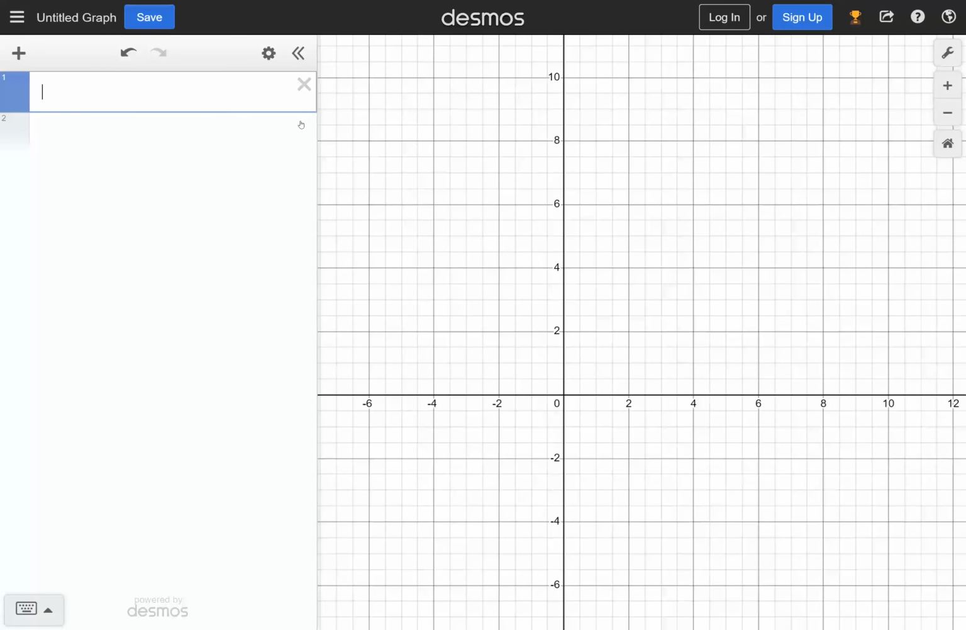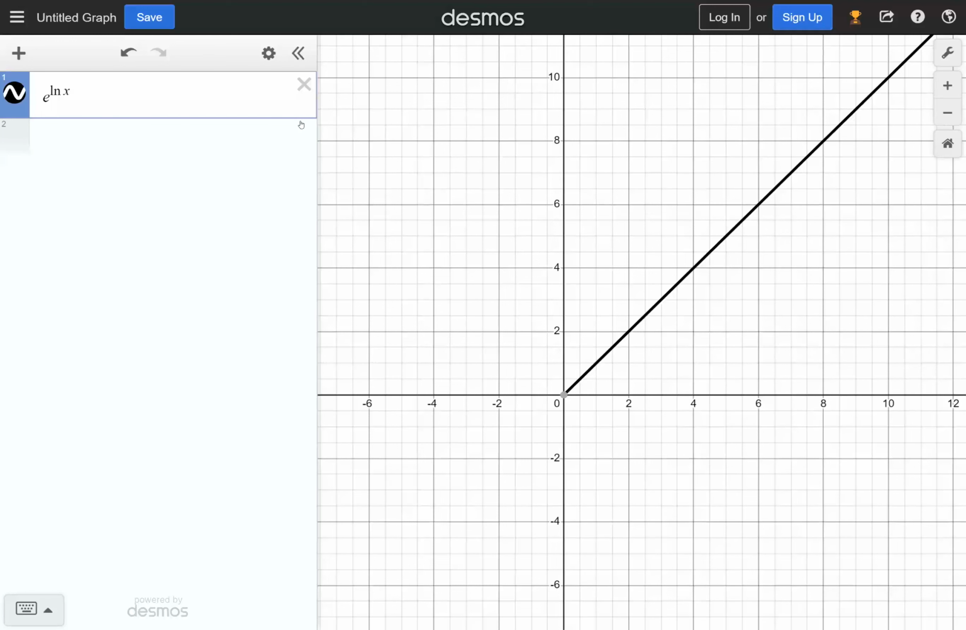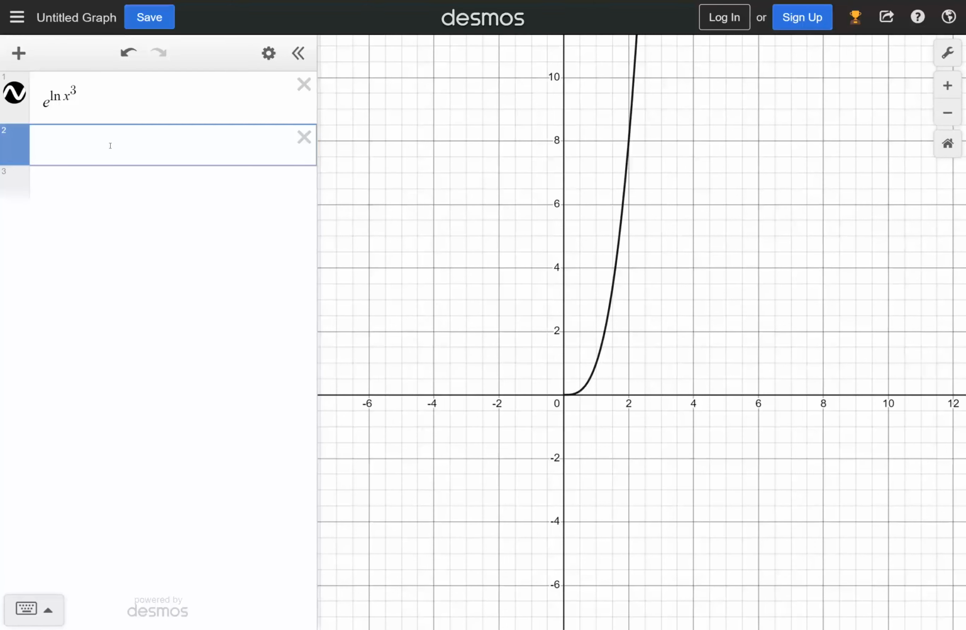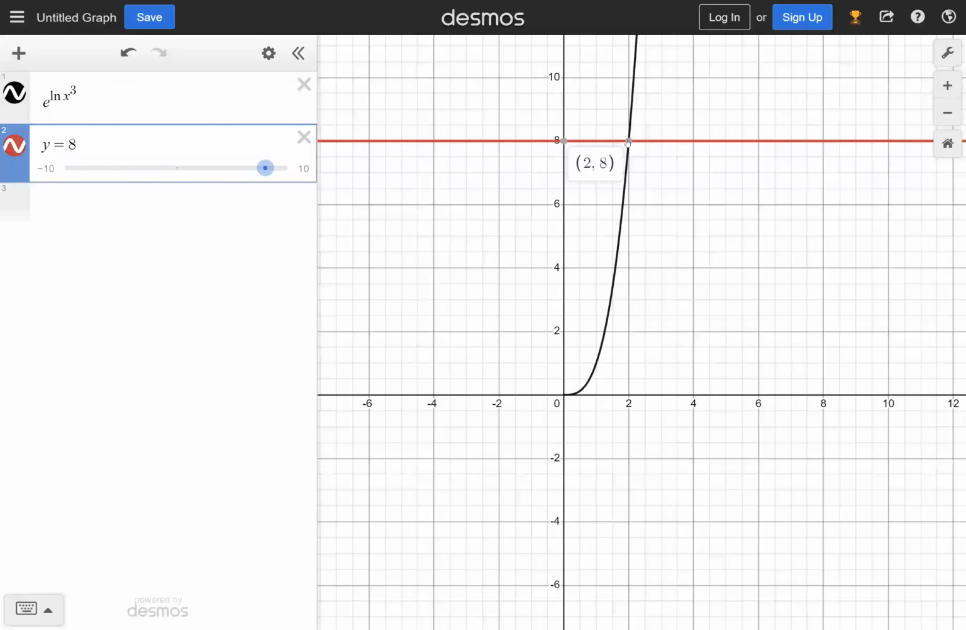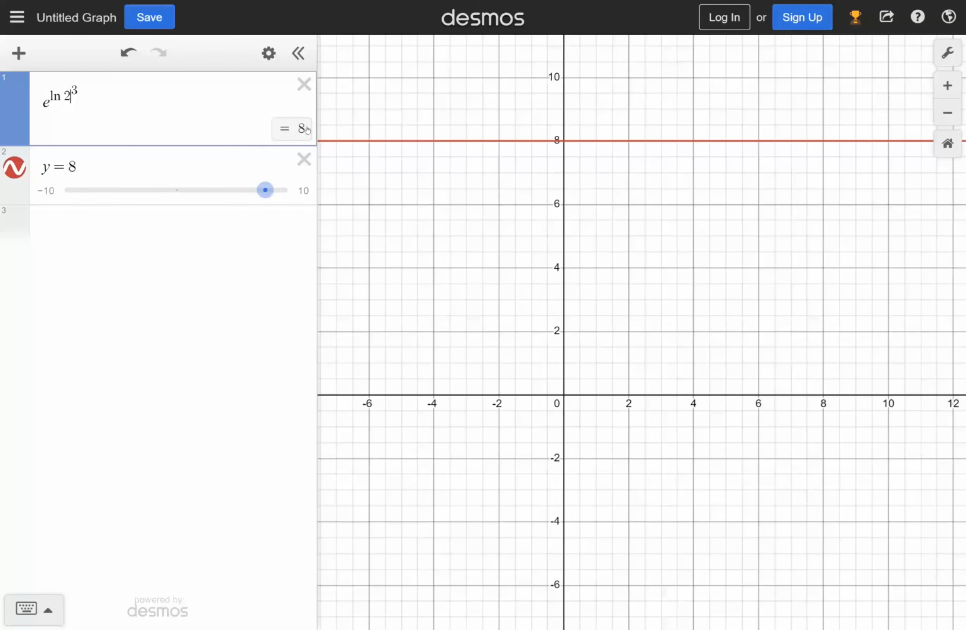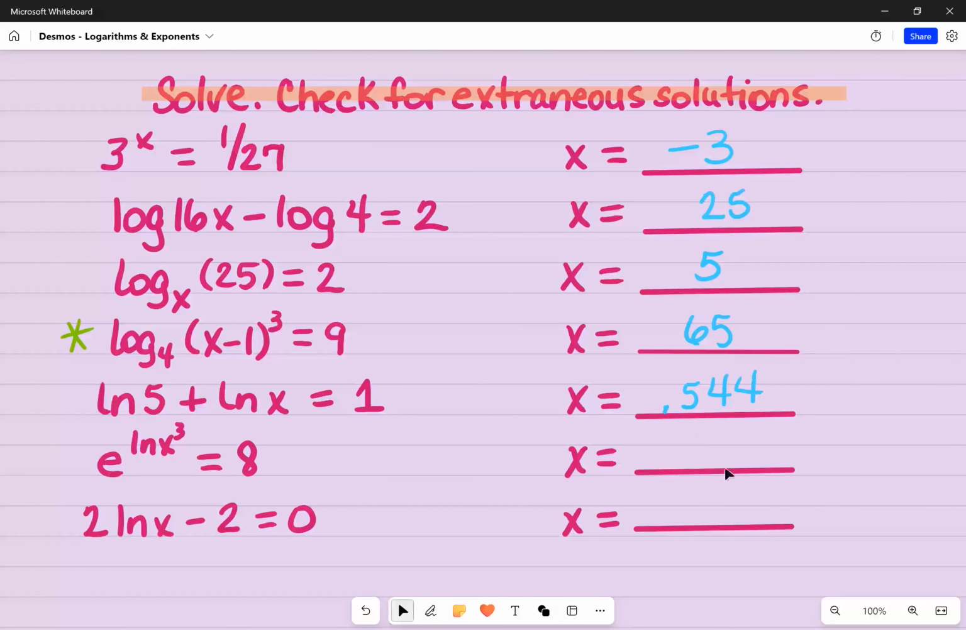So that one is going to be e raised to the, again, shift 6, natural log x to the third. So we have to do the shift 6 again. Going to the next row, we're going to type in y equals 8, and we're going to see where the two graphs intersect. And when y is 8, your x value is 2. So let's go here. Okay, there we go. And we see that both match. So that's right. We're going to change that to 2.